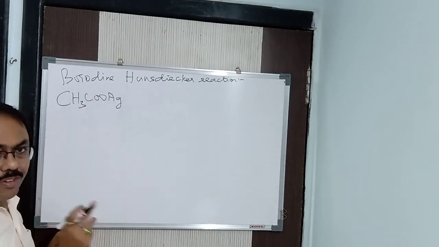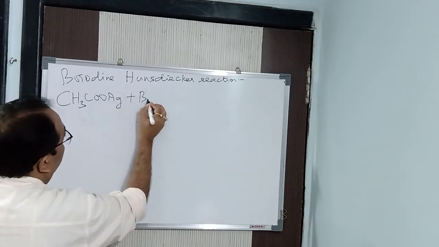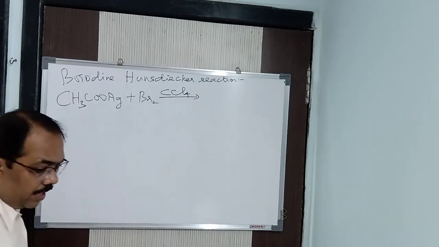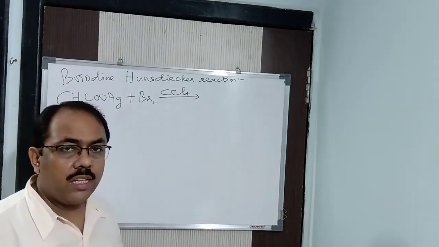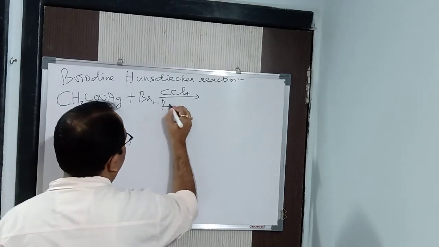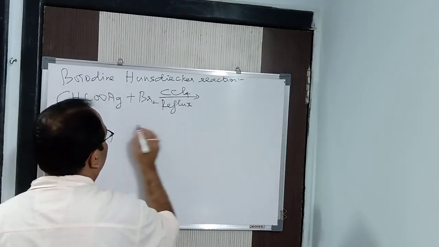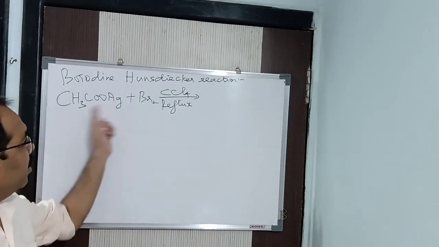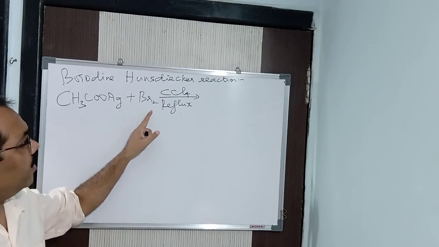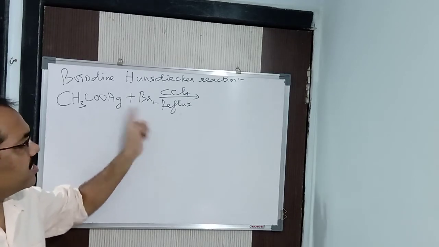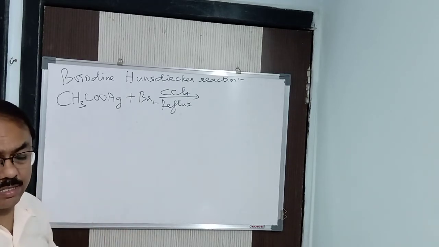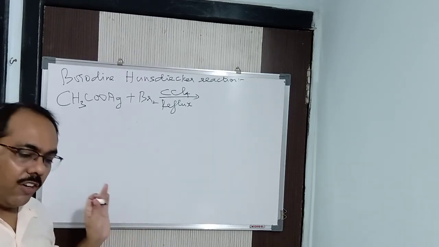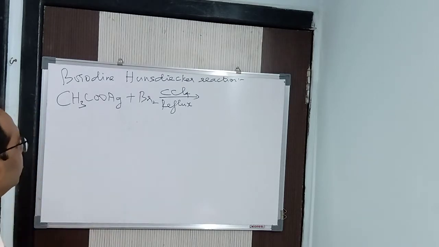You will be treating it with bromine, Br2, and an inert solvent, CCl4. That is reflux. We have to go for refluxation. I have told you what is refluxation. You will be heating this in a reflux condenser. In the liquid state they do not react, but on heating in a reflux condenser, they are going to react in the vapor state. That is called refluxation.